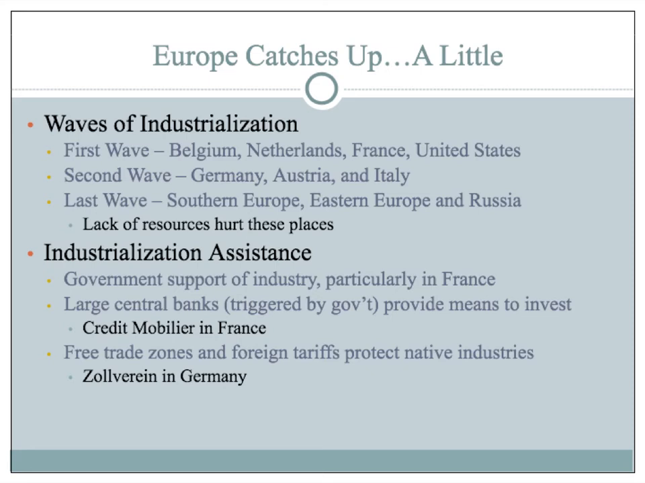So in terms of industrialization growing, you do see government support industrialization more on the continent than it did in England, although we did make the connection between members of parliament and industrialization. You also see some central bank starts called the Crédit Mobilier in France, providing the means to invest. And then you also, and I want to leave you with this here, free trade zones and foreign tariffs protecting native industries. Free trade zones.